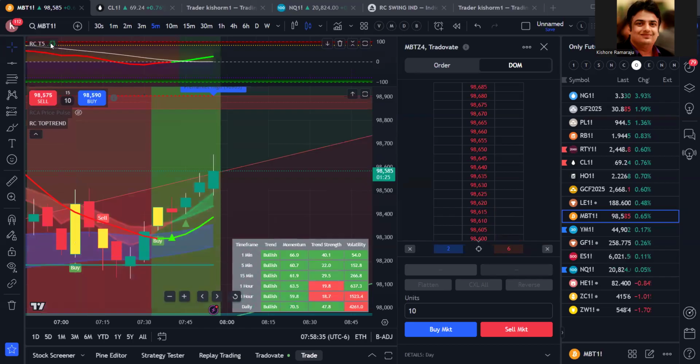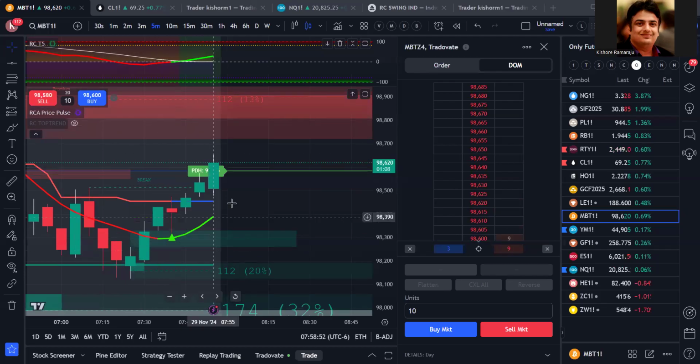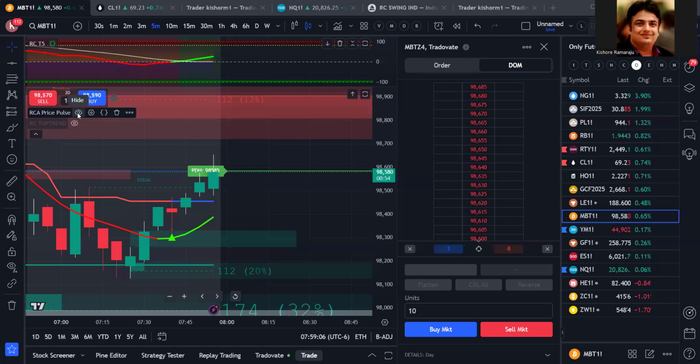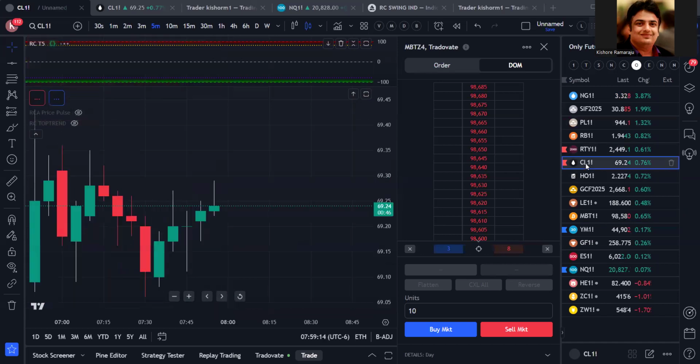Right, even without using T5 price pulse, it is also telling us that okay, this is green, this is green, this is green, this is green. We got a buy signal, but these are giving me additional confidence, so I can go with a nice position size. T5 is telling it will go up, price pulse is telling it will go up, top trend is telling it will go up. The three different indicators gave me the same signal at the same time. So right, then let's go to crude oil and check.